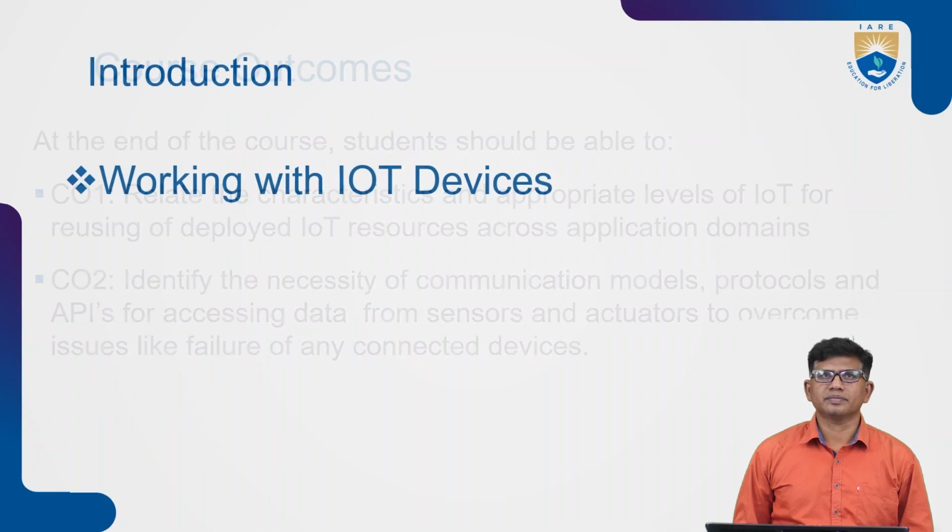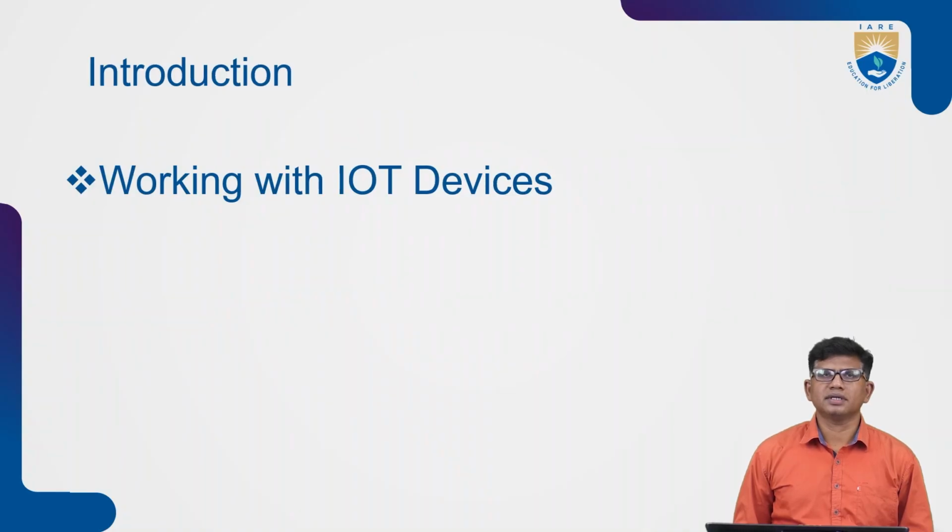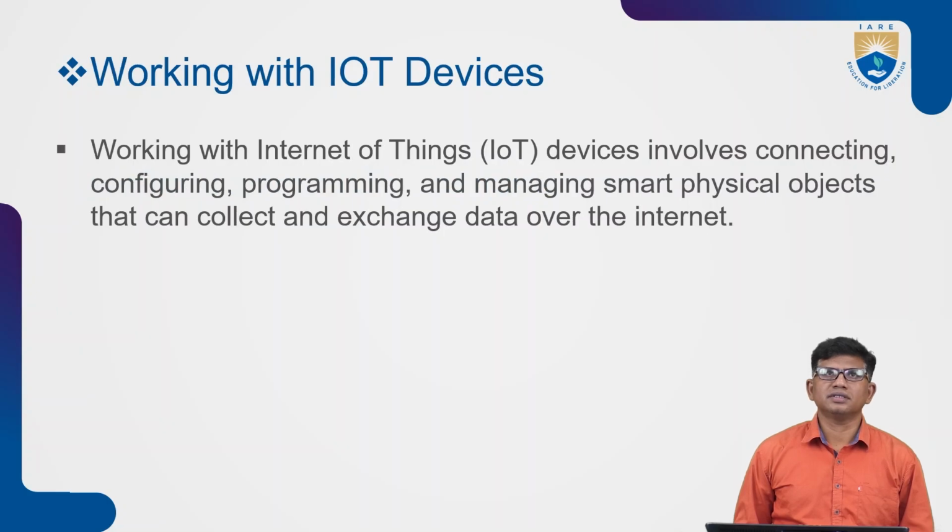Now, coming to the topic, this is the topic today: working with IoT devices. What are IoT devices and how do they work? Working with Internet of Things devices involves connecting, configuring, programming, and managing the smart physical objects that can collect and exchange data over the internet. The best examples are home automation and industrial automation. These are examples of IoT devices.